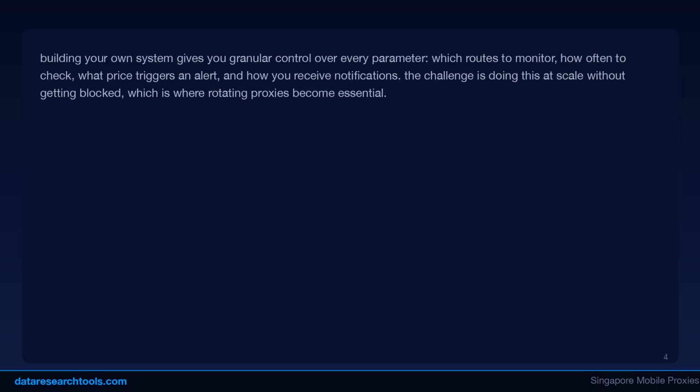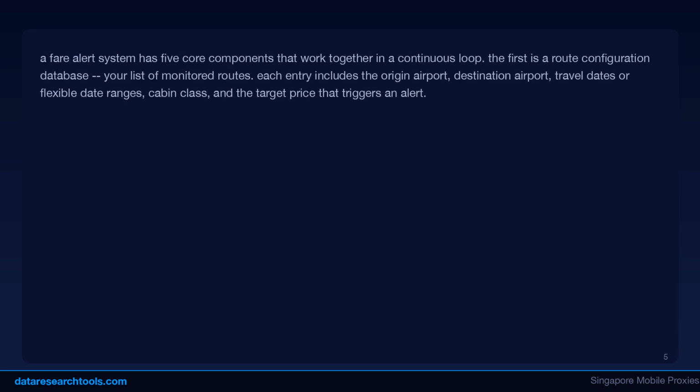The first is a route configuration database, your list of monitored routes. Each entry includes the origin airport, destination airport, travel dates or flexible date ranges, cabin class, and the target price that triggers an alert. Store this in SQLite for personal use or Postgres for multi-user deployments, and include fields for last check timestamp, current lowest fare, and historical price data so you can track trends over time.